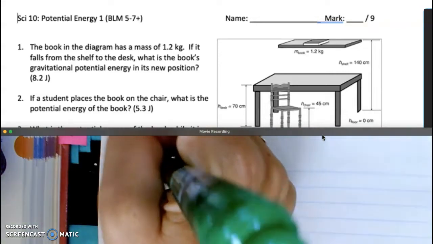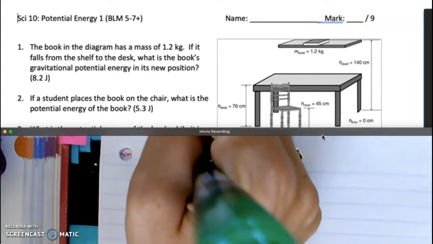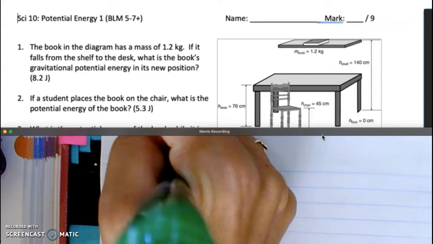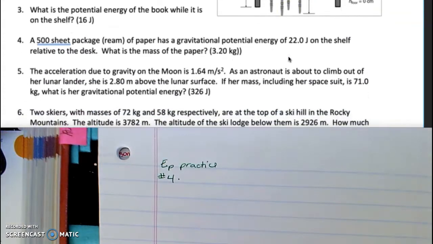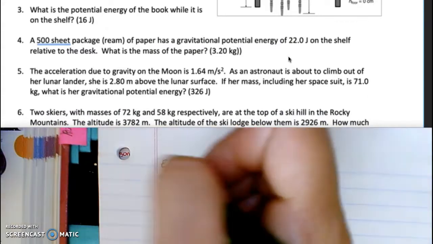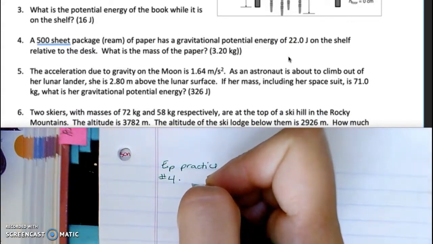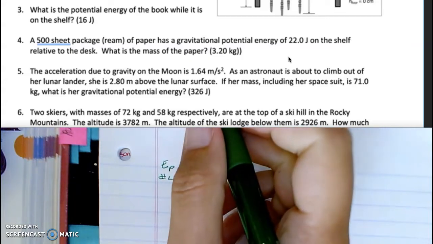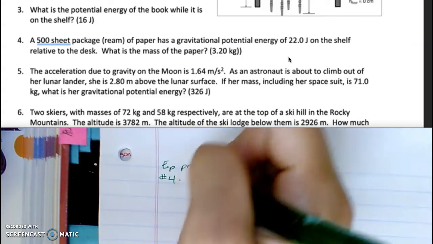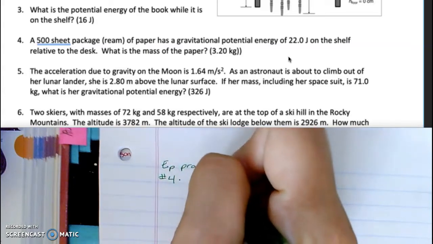Okay, so I'll put EP practice, number 4. Okay, and let's scroll up a little so we can see it. So we have 500 pieces of paper. That's great. There's a number. Maybe we don't need it. Maybe we do. Has a potential energy of 22 joules. There's a number we do need.